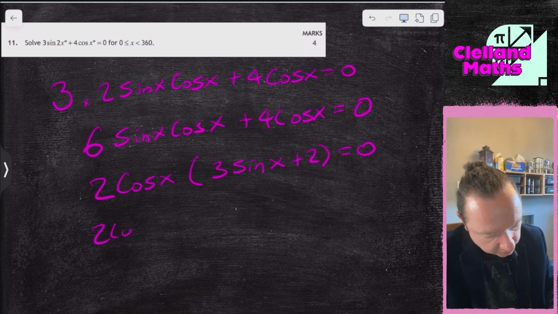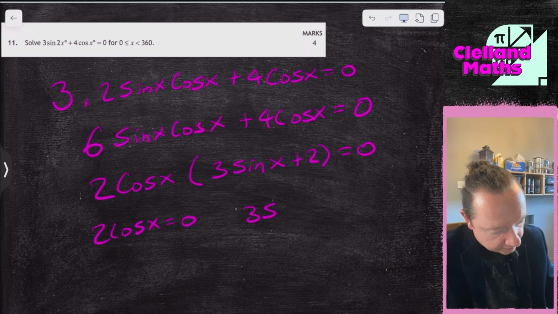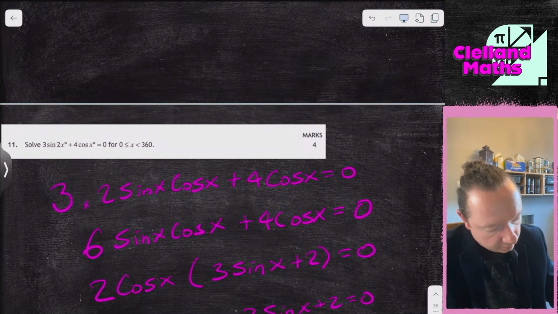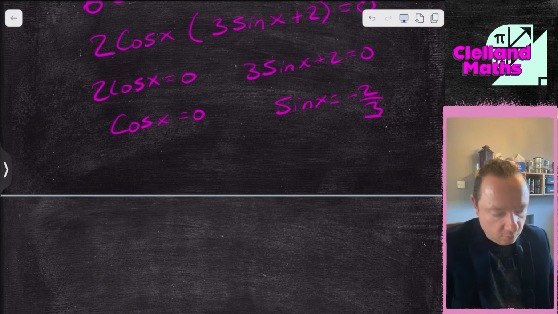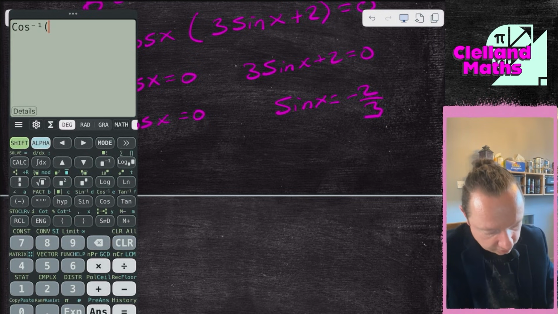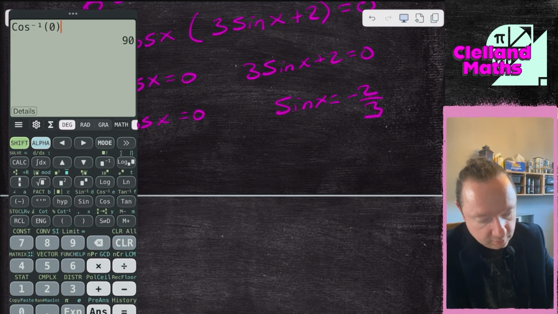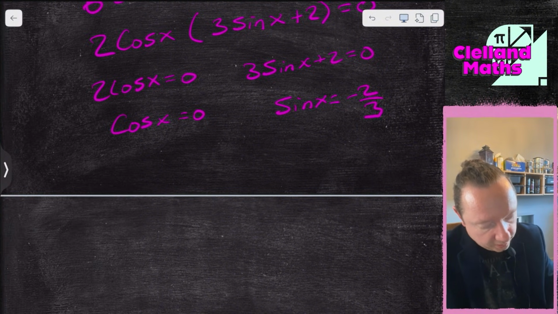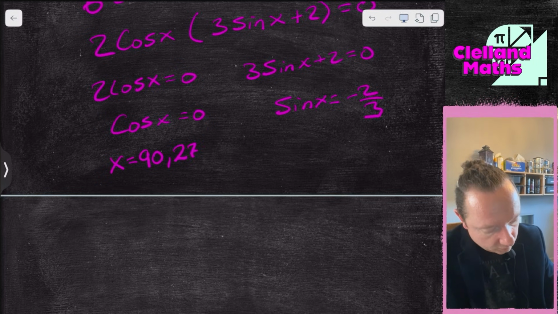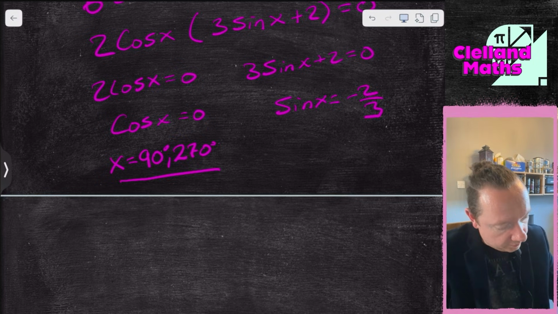So we get 2 cos x equals 0 and 3 sine x plus 2 equals 0. So that gives me cos x equals 0 on this side and sine x equals negative 2/3. And we're working in degrees here. So cos x equals 0. If you're not sure, by the way, you have got a calculator. Inverse cos of 0 is 90. So we get x equals 90 here, and then it happens again at 270. So there's our first two answers. And then for this one, I'll do the inverse sine of 2/3, never in the negative.